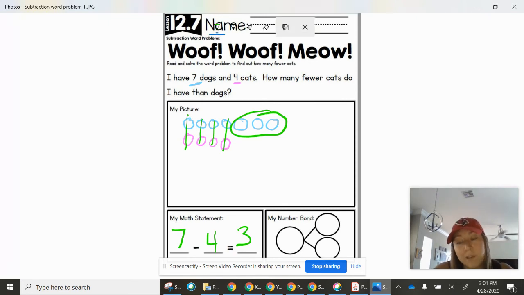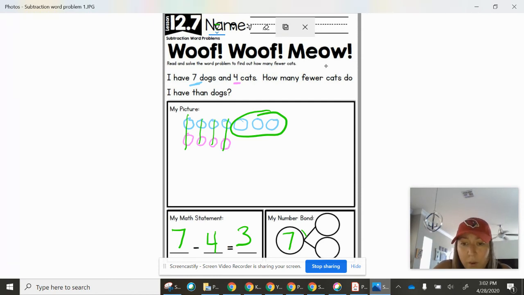Okay, this number bond is a little harder. Okay, so my number bond. We start with our big number, which is 7. And remember, when we're doing number bonds, we're figuring out what numbers go in each space to make up this big number. Okay, so I have 7 total.